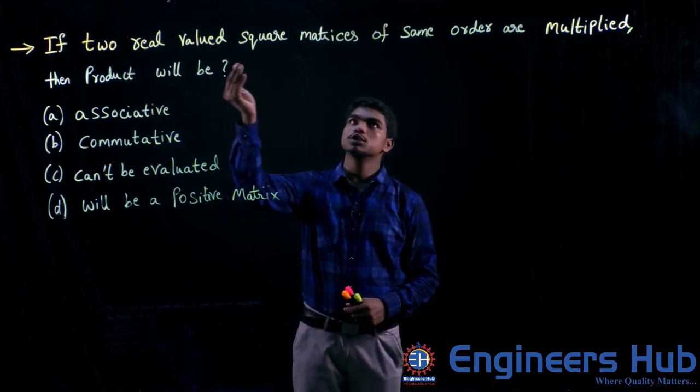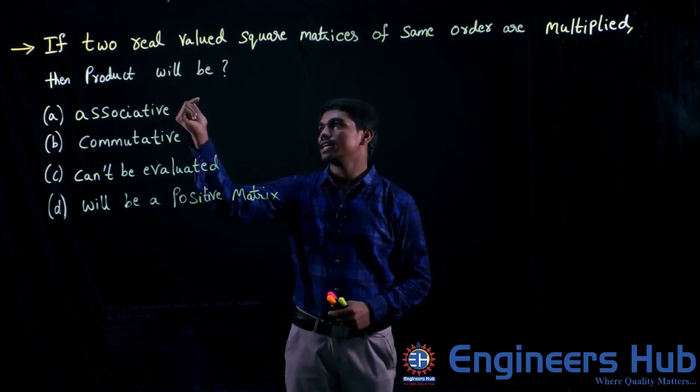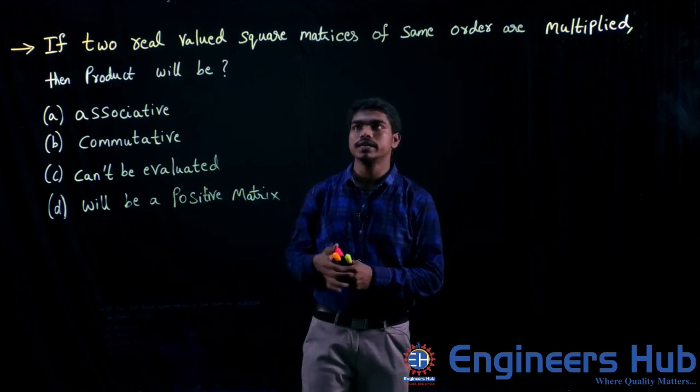Thank you all. So this is our next question which came in the forenoon session of GATE. If two real valued square matrices of the same order are multiplied, then the product will be what? Meaning what's the condition of the product?